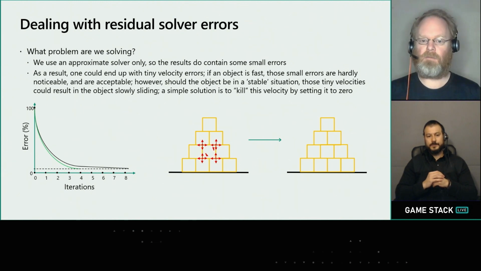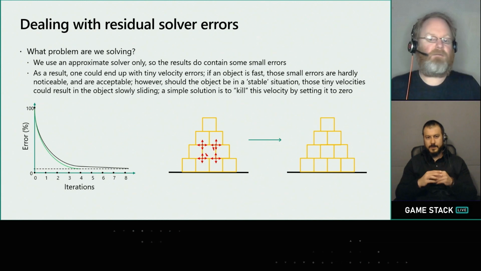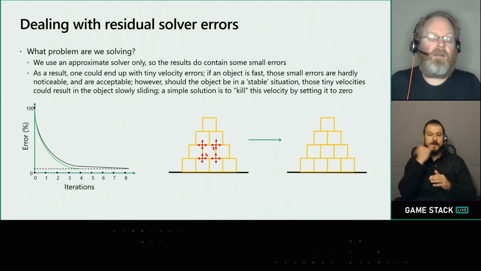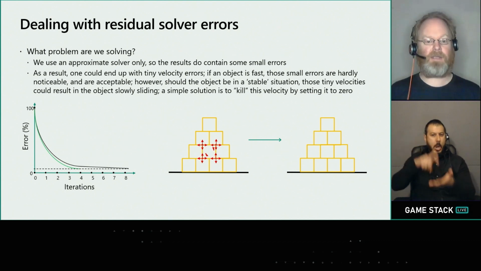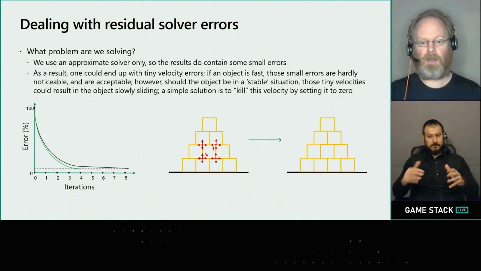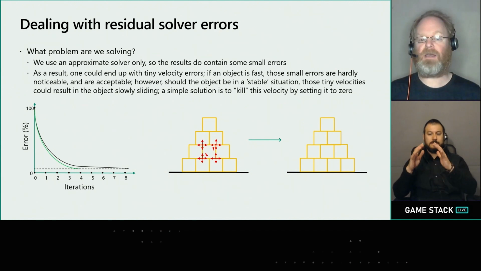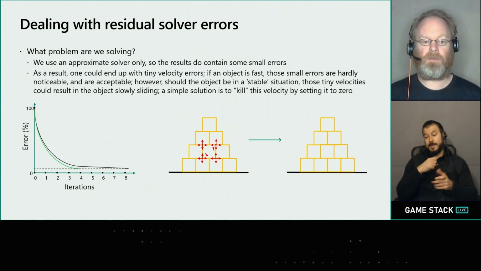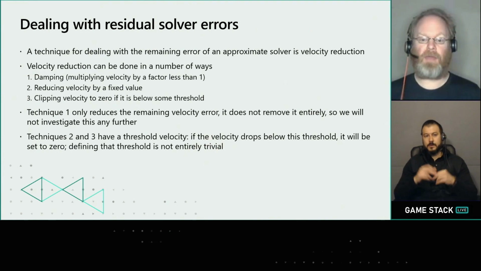So again, we are using an approximate solver. It's leading to small errors. If we have fast bodies, we don't care about those small errors. They're probably not going to be noticeable, but we've got stable bodies in a stack, and those small errors are going to build up. One simple solution is just to kill the small velocities and remove them. That'll drop the error to zero because the velocity will drop to zero. Okay, so we need to look at methods for killing those small velocities.